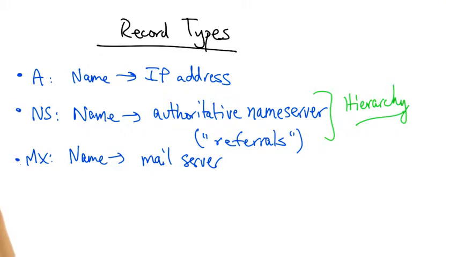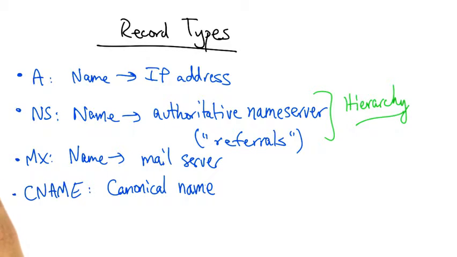Another important DNS record type is an MX record, which shows the mail server for a particular domain. Occasionally, one name actually is just an alias for another name. For example, www.gatech.edu actually has a slightly different real name. The CNAME is basically a pointer from an alias to another domain name that needs to be looked up.